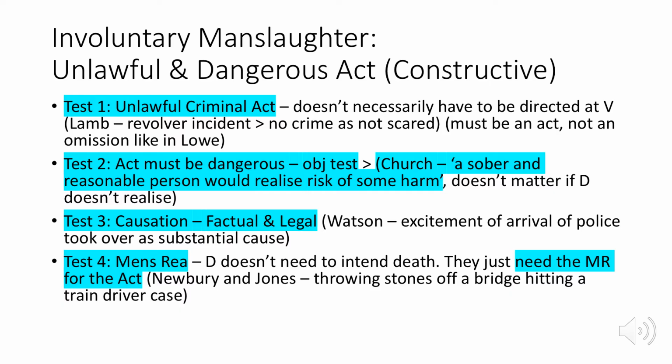For test 2, the act must be dangerous. This is an objective test. The case for this is Church. It's where a sober and reasonable person would realise risk of some harm. So it doesn't matter if they didn't realise. Test 3 for UDA is causation. Now, the usual rules of factual and legal apply, but the case for this is Watson.